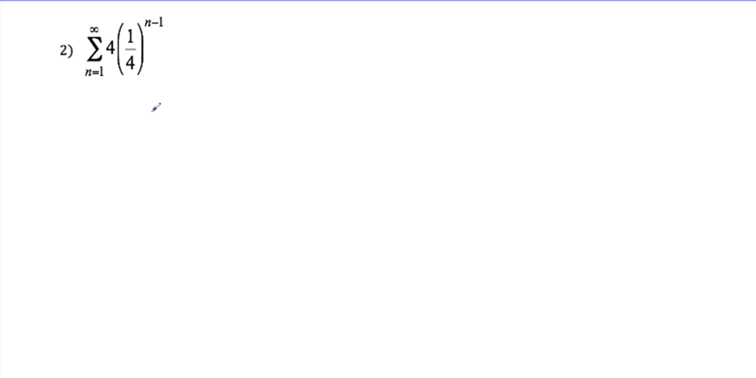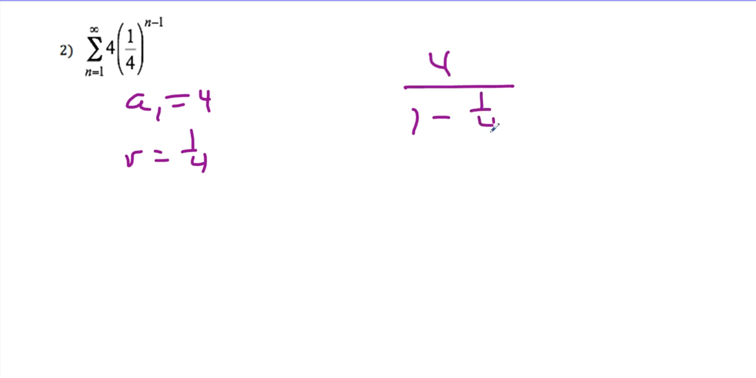All right, so here my a sub 1 is equal to 4. R is equal to 1/4. Let's plug it into our formula. A sub 1 goes on top. 1 minus my rate of 1/4 gives me 3/4. Flip and multiply, and I get 16 over 3.